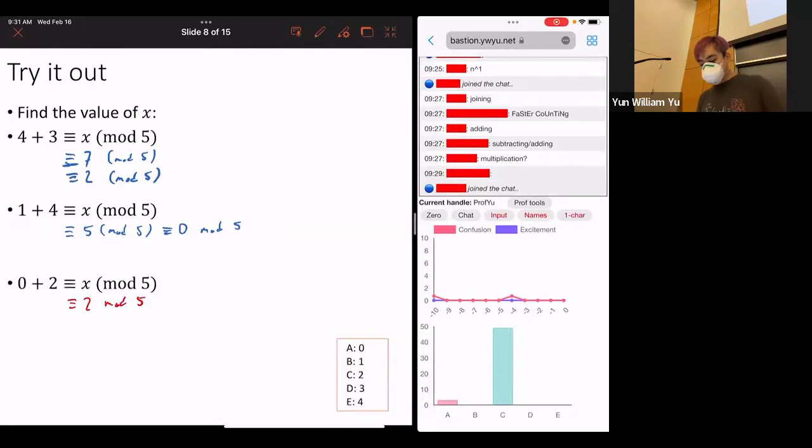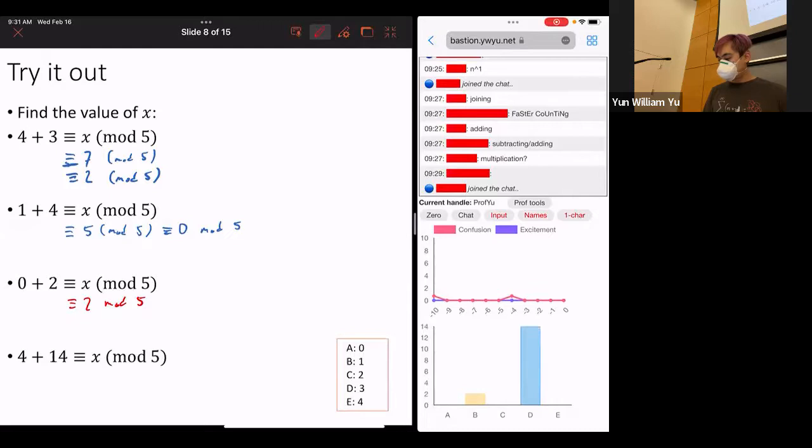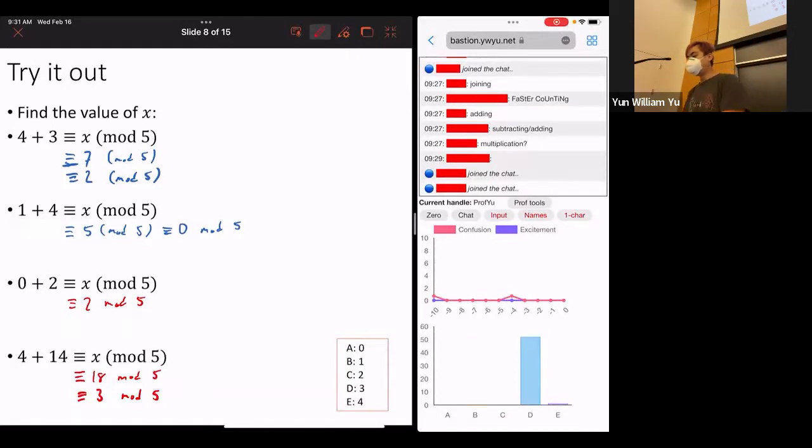And let's give one last one. So what would be 4 plus 14? What's that equivalent to? Okay, yeah, so this is equivalent to 18 mod 5, which of course is equivalent to 3 mod 5. Okay, easy enough, right? So add them together, divide by 5, find the remainder. Everyone's happy.